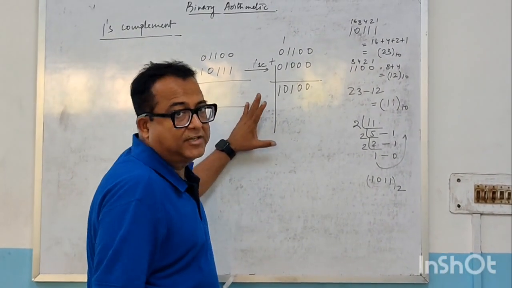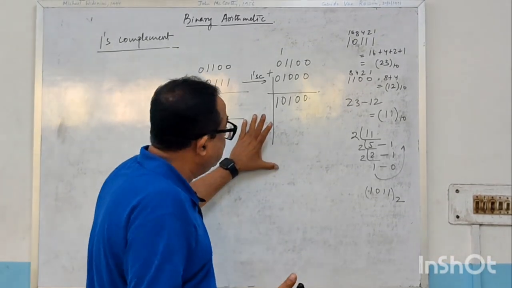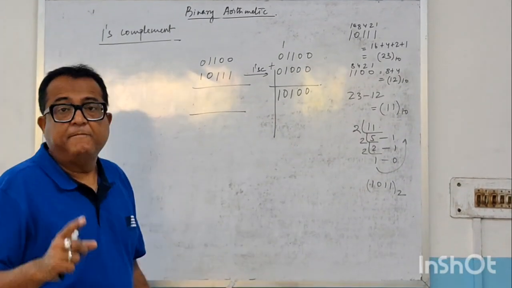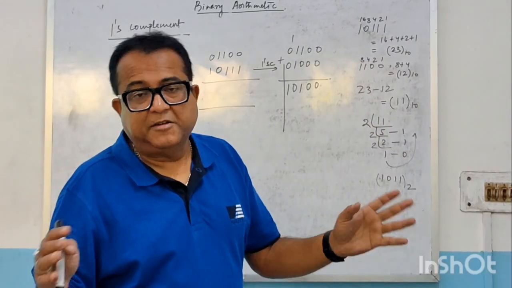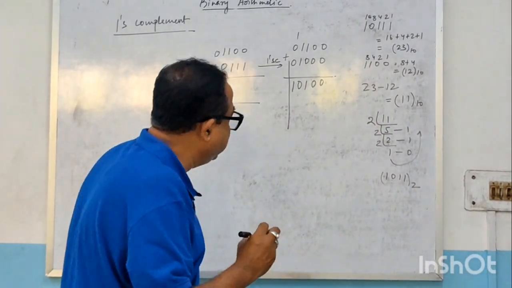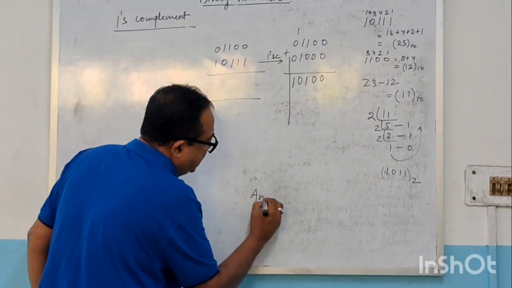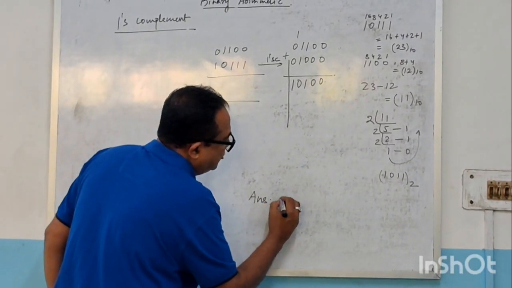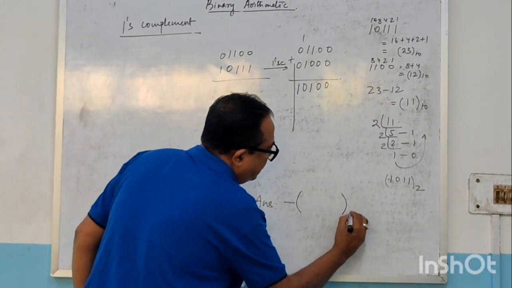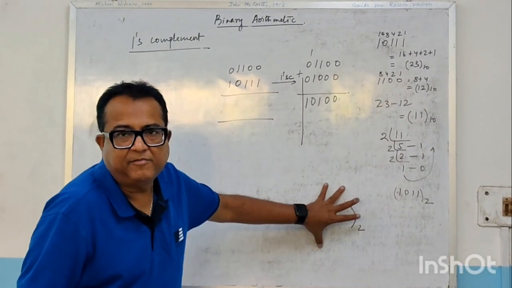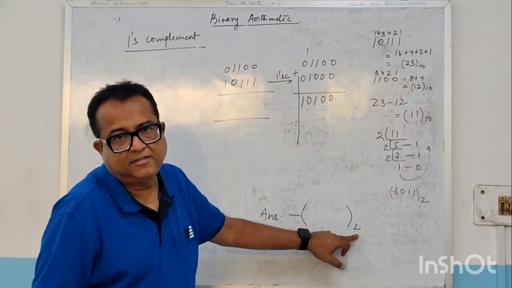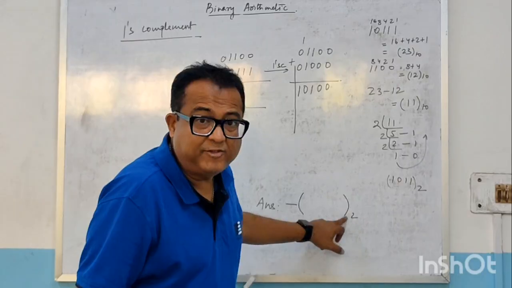Now, what is the next step? If there is no extra bit, what will be the answer? If there is an extra bit, the answer is positive. If there is no extra bit, the technique says the answer is negative. So at the beginning I put a minus. I am writing 2 because this will be a binary number, just to understand which number it is.